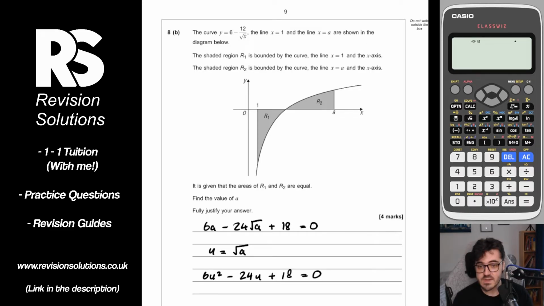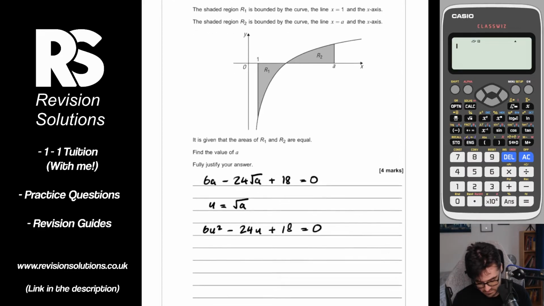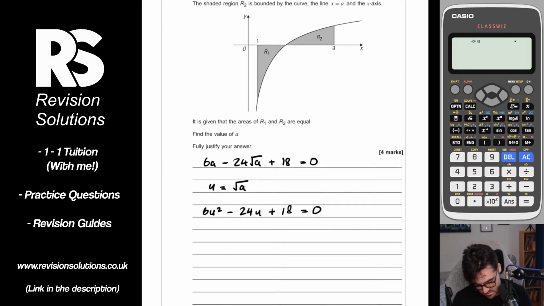So the whole equation is actually divisible by 6, which is quite nice. So let's do that. Dividing everything by 6, we get u squared minus 4u plus 3 equals 0. And that factorizes quite nicely, so I'll just do that to solve. That's u minus 3 and u minus 1 equals 0. So u equals 1 or 3.